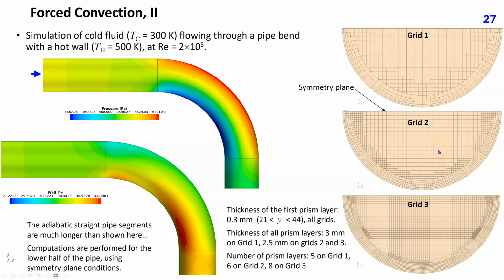The thickness of the first prism layer at the wall was 0.3 mm, corresponding to Y+ between 21 and 44 in all 3 grids. The thickness of all prism layers was 3 mm on grid 1 and 2.5 mm on grid 2 and grid 3. The number of prism layers was 5 on grid 1, 6 on grid 2 and 8 on grid 3. Outside prism layers, grid spacing was halved with each refinement. Computations were performed with Simcenter STAR-CCM+ software using the RANS method and the K-epsilon turbulence model with wall functions.